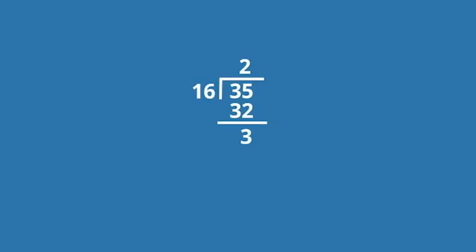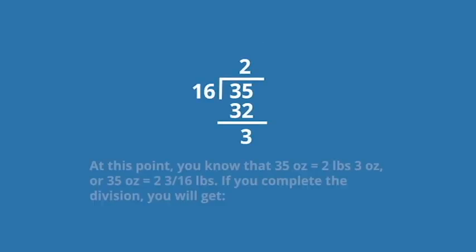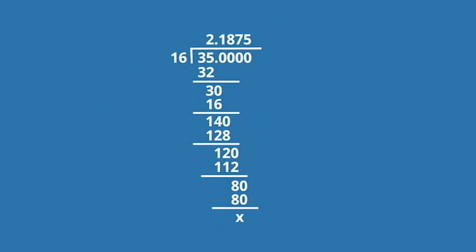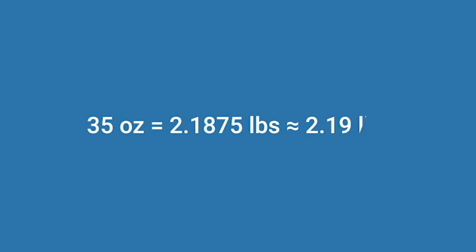Then, do the required division. At this point, you know that 35 ounces equals 2 pounds and 3 ounces. If you complete the division, you will get 2.1875 pounds. Now, you also know that 35 ounces is equal to 2.1875 pounds or approximately 2.19 pounds.